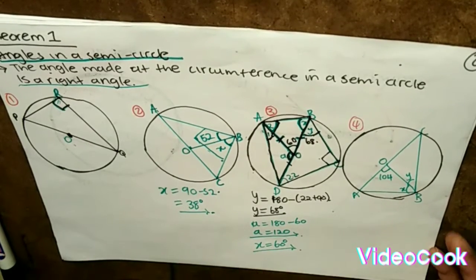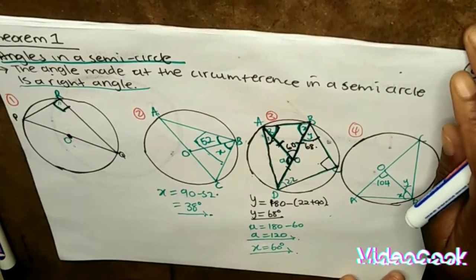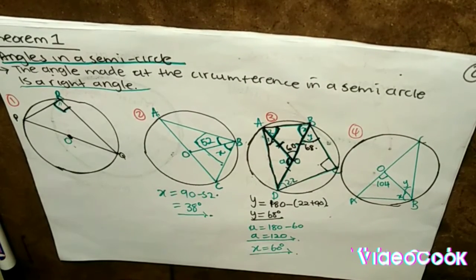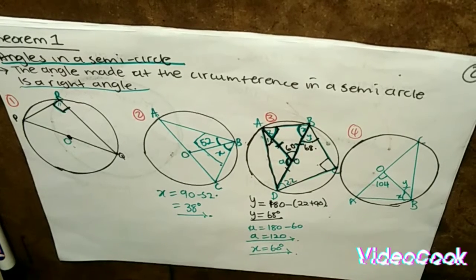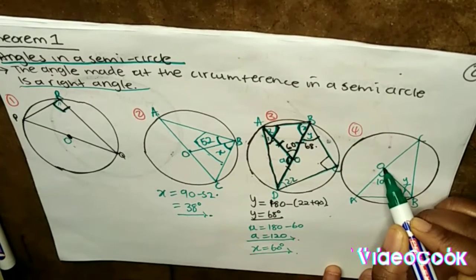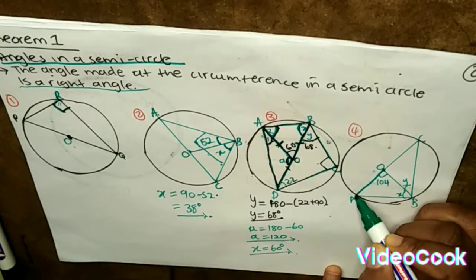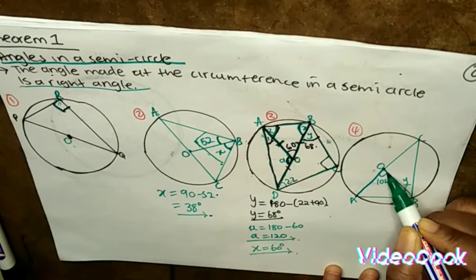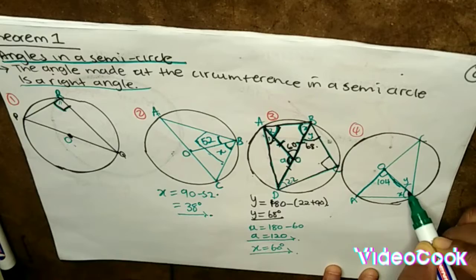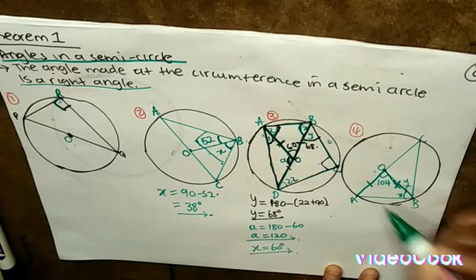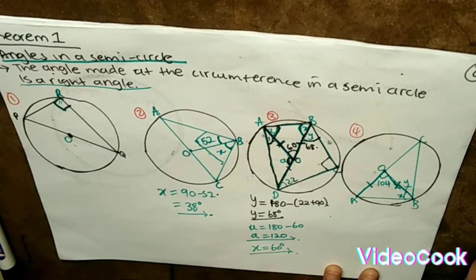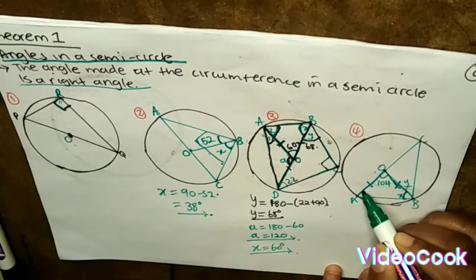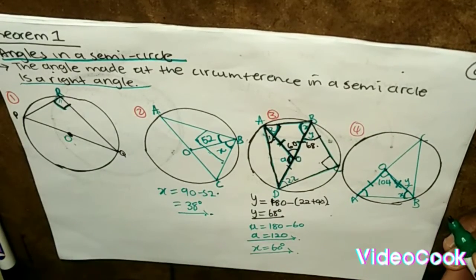I'm sure that was easy. But then what about question 4? They want us to find the value for X and also the value for Y, which is also very easy. Why am I saying that? Can you see from the center, from O to A, it's a radius, and also from O to B, it's a radius. And what do they form? An isosceles triangle, right? And we know that the base angles of an isosceles triangle are equal.